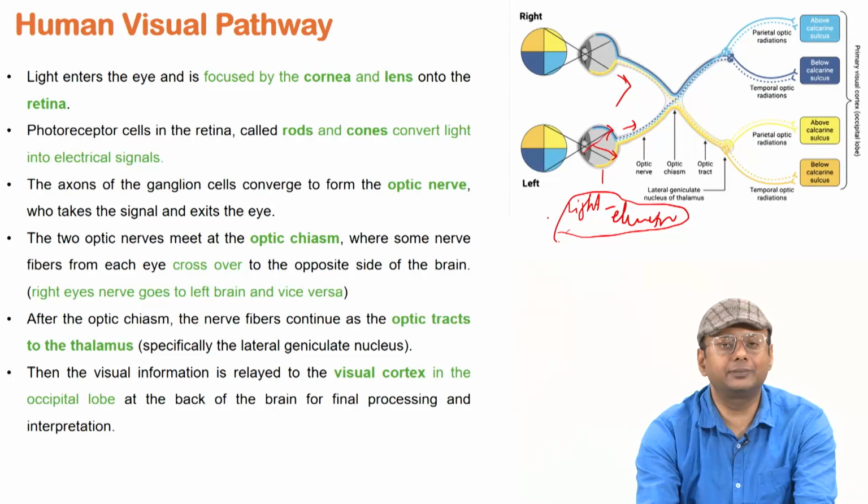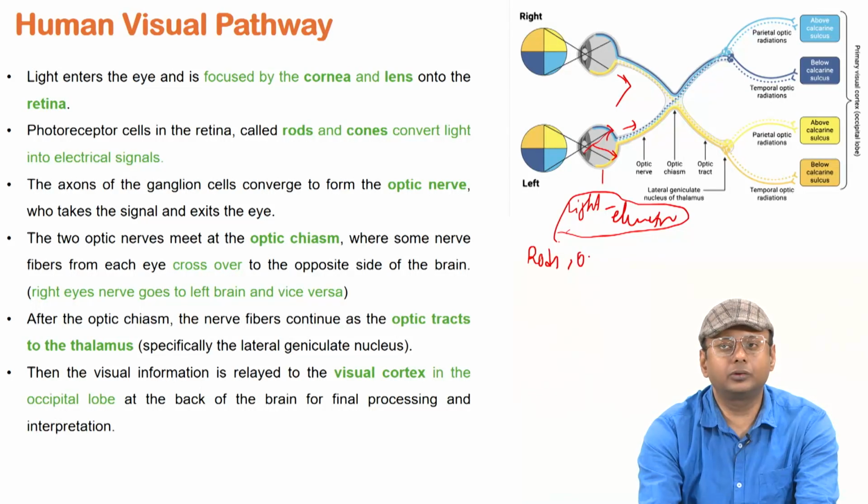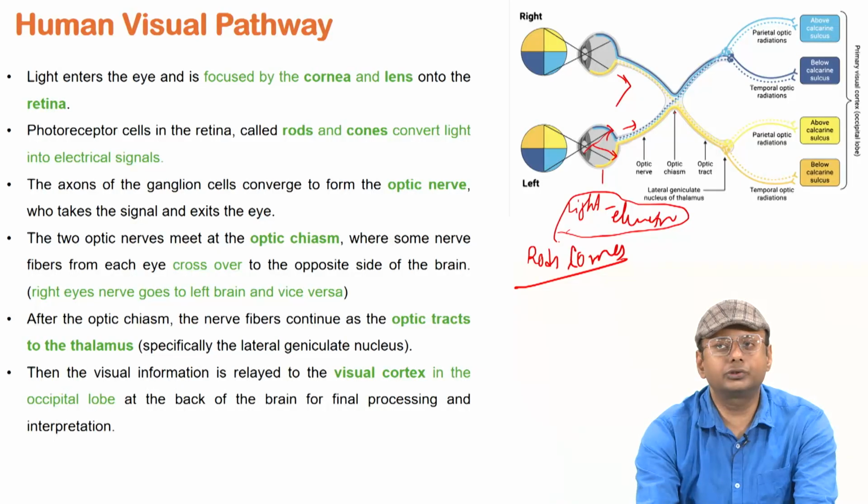So these photoreceptors, which are present, are mostly the rods and the cones. These rods and cones eventually convert the light to an electrical signal, and then through the optic nerve these signals go to our brain. But an interesting thing happens here in this optic chiasm area.